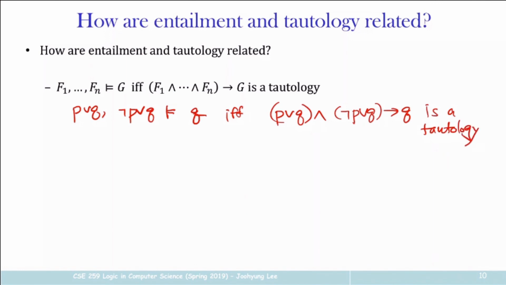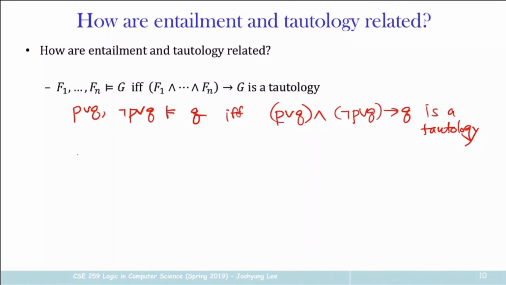So for P or Q, and not P or Q, to be true, you have to have an interpretation that makes Q true. So this entailment is true. And on the other hand, if you have P or Q and not P or Q implies Q, you can check that this is also a tautology. Now, when you have an if and only if condition, it doesn't mean that both of them are always true. Both of them can be false, and they still make if and only if true.